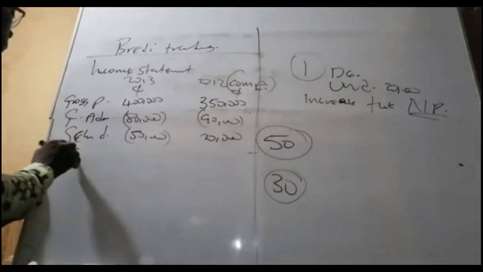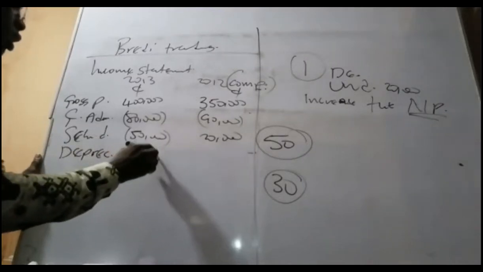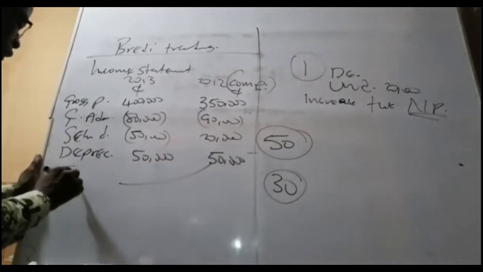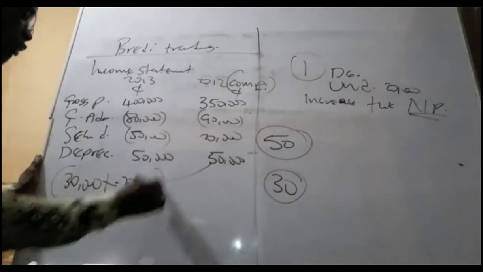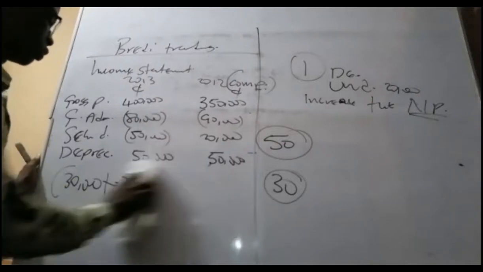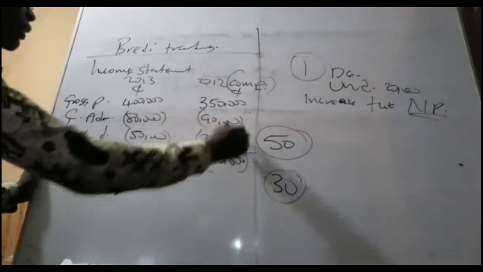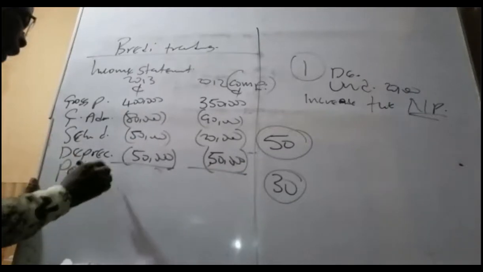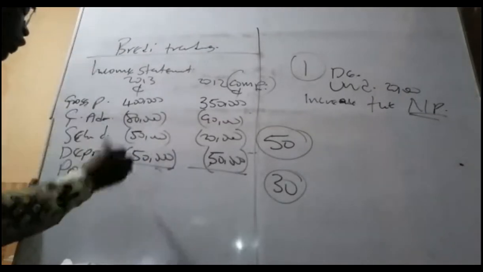Then you go to your almighty depreciation. What is the error? So here will be 50,000. Here too must also be 50,000. Don't forget to add in brackets 30,000. So the error is the 20,000 that they refused to add. That is all. Can you get me the net profit before tax? So what is the profit before tax? 400 minus 80, 320, minus 100, 220, right?